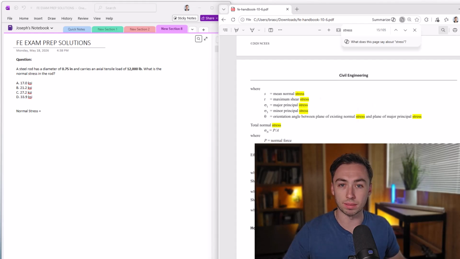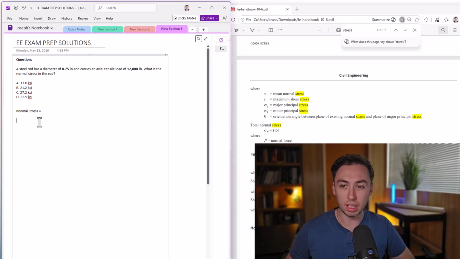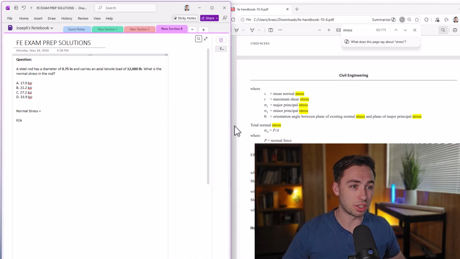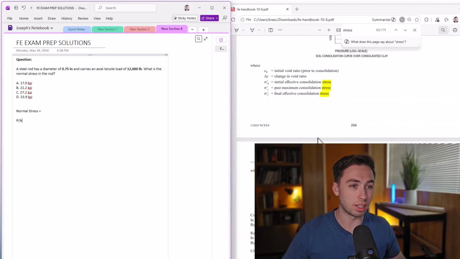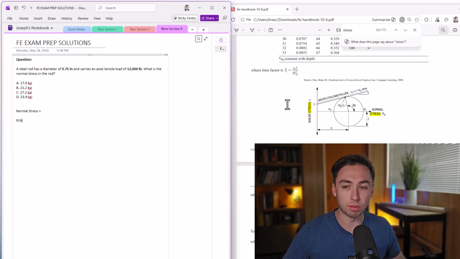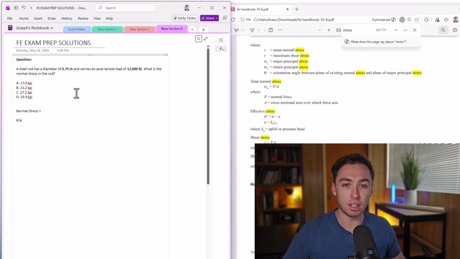So we're going to be looking at P over A. You can generally just remember stress equals P over A as a good equation to have memorized in the back of your head, but it's also in the FE reference manual. What section is it on? It is on section, I believe, civil engineering, geotechnical. And as we go down, you can find it there. So we're looking at P over A.